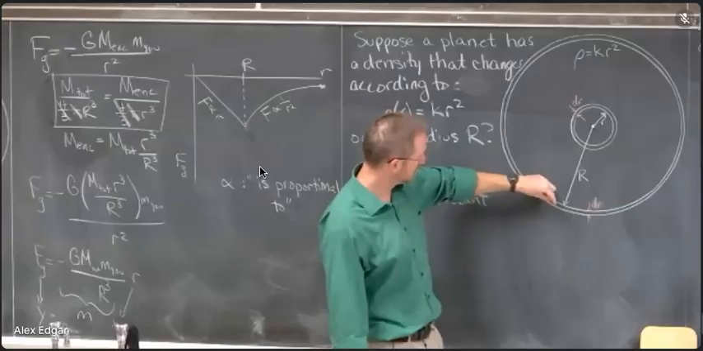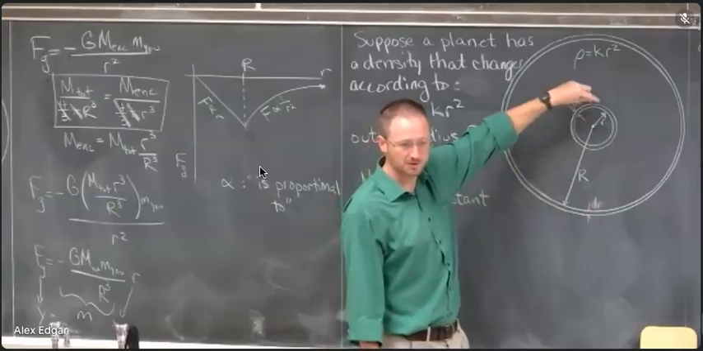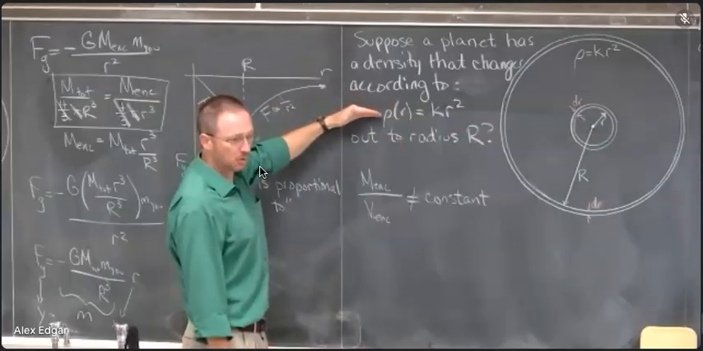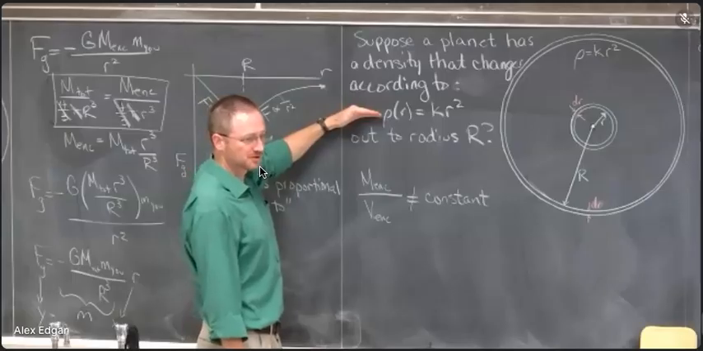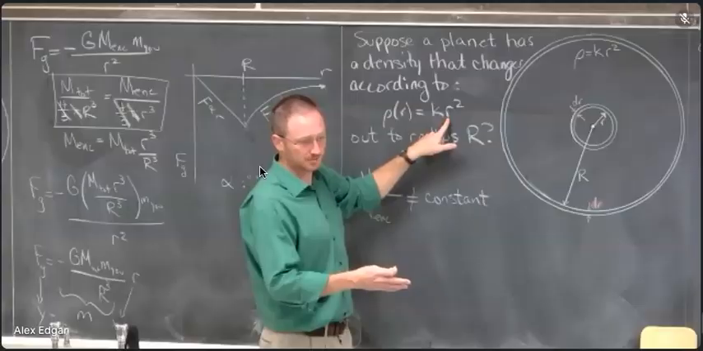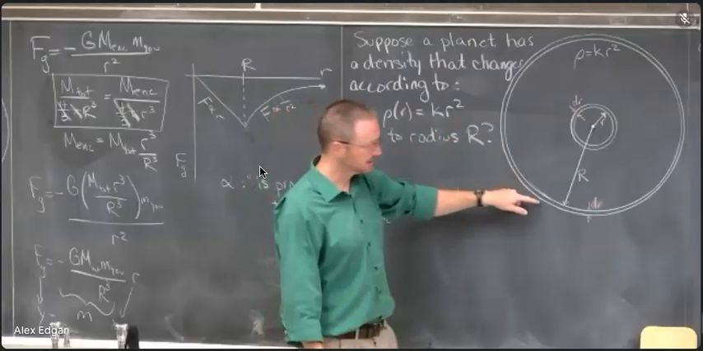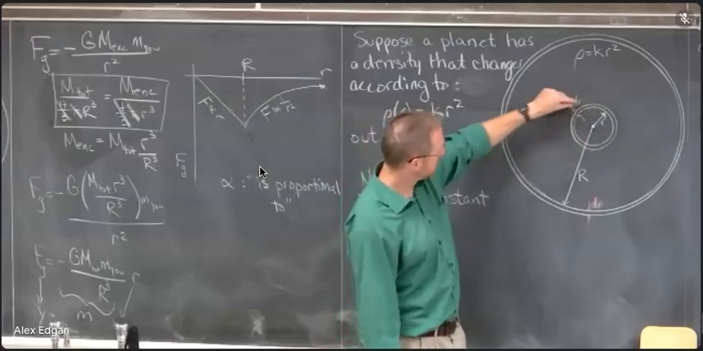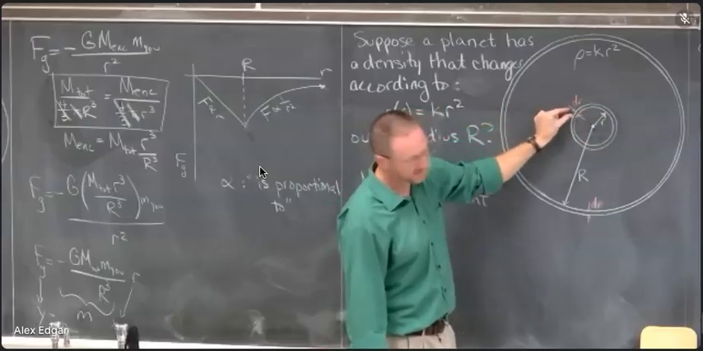Instead of just being uniform, the same kind of rock all the way through, it's going to change so that it gets more dense the closer to the surface you get. So at the center, there's almost nothing, and at the outside, that's where most of the mass is. So what that means is this skinny little ring here of radius r and thickness dr.